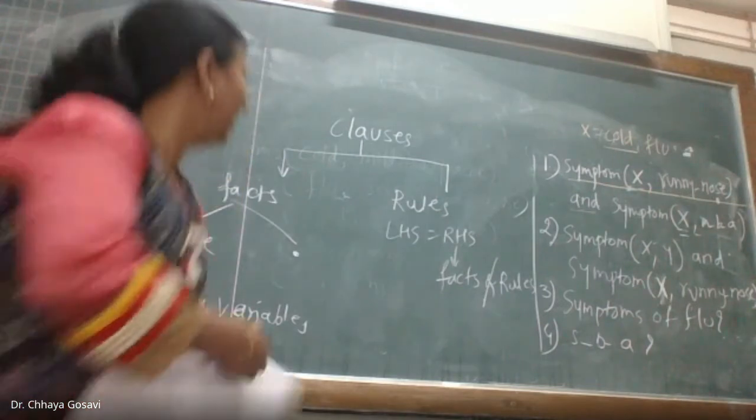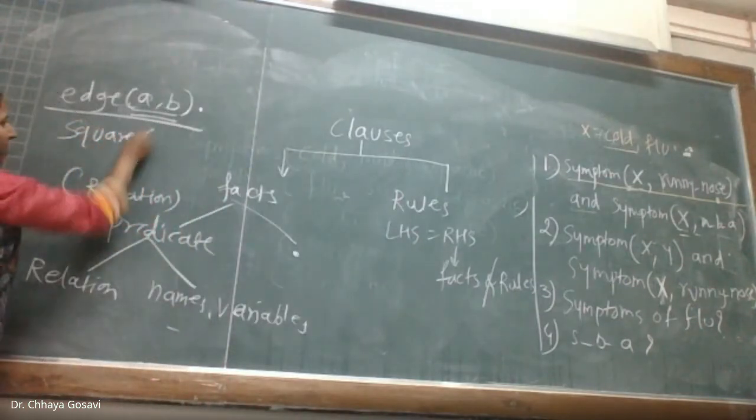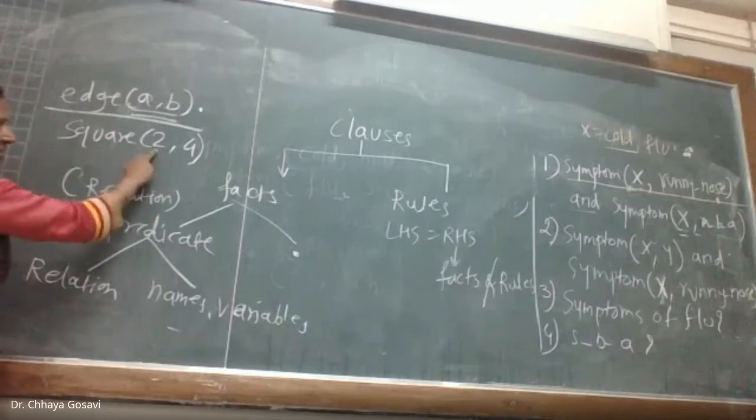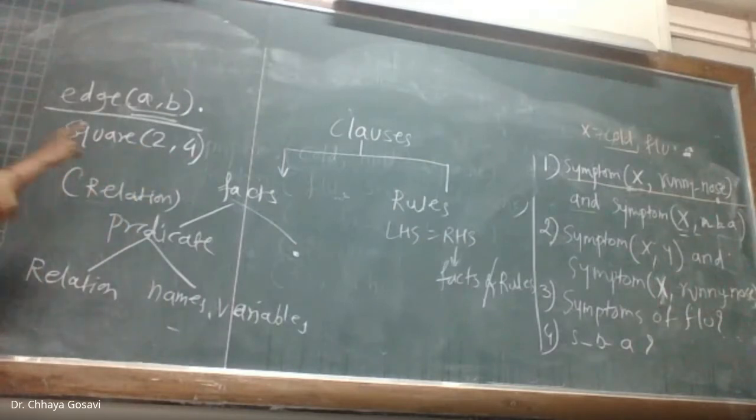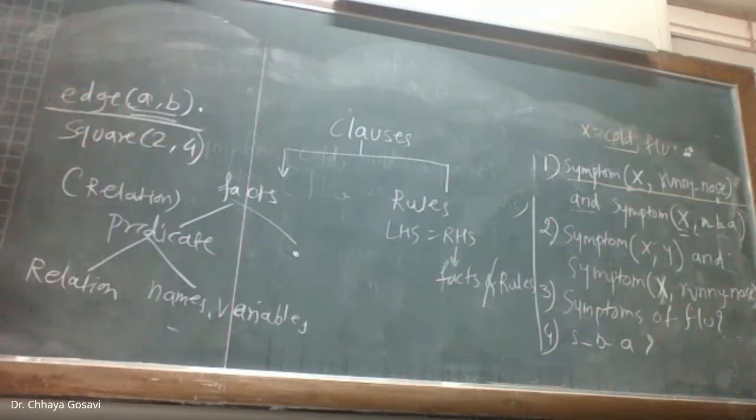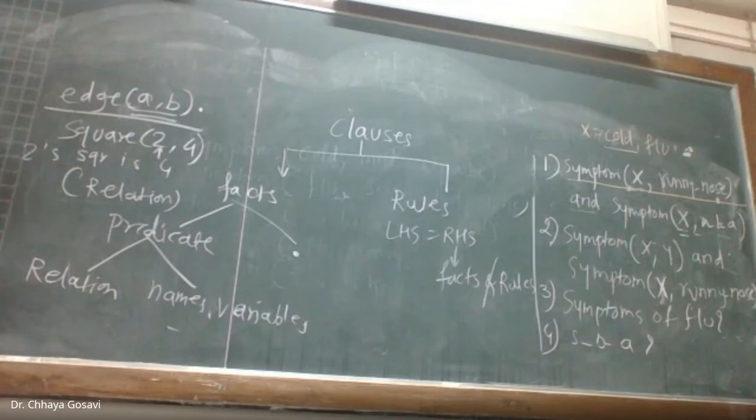Suppose I have written square 2 comma 4. Which is a relation and which are atoms here? Square is a relation and these are atoms. And how to read it? 4 is square of 2, or 2 square is 4. We read 2 square is 4 because 2 is our starting point. Otherwise I have to write square 4, 2, and then I can say that 4 is square of 2. So we are getting how to convert a statement into facts.